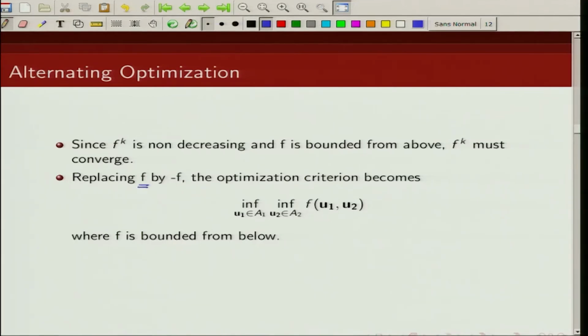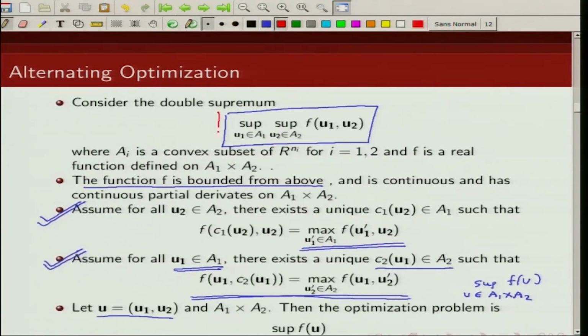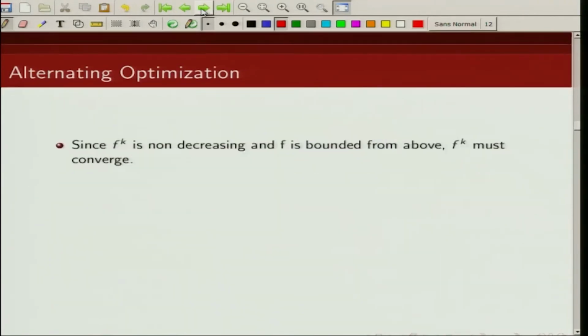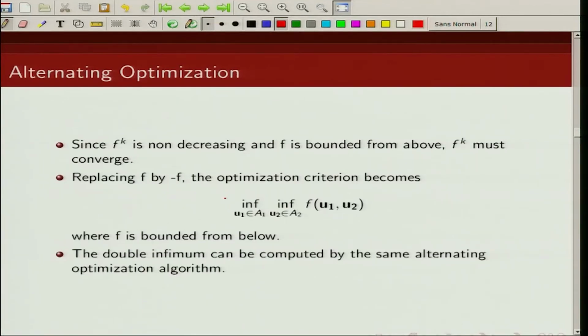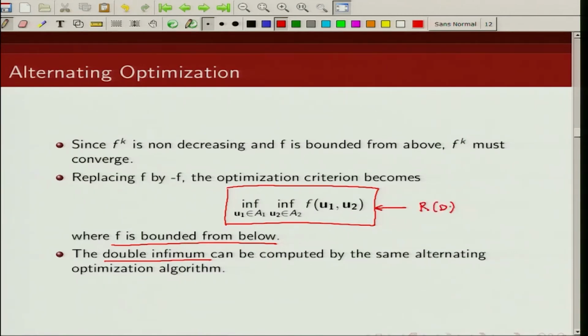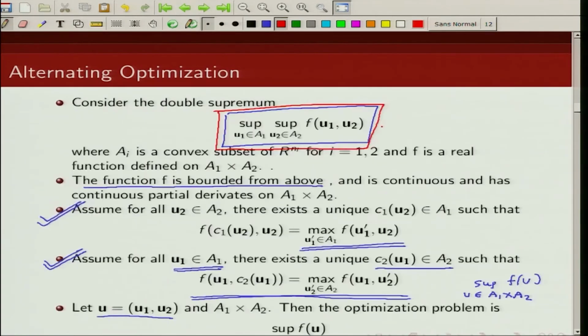Now if we replace this function f by minus f, what we get is a double infimum of this function f, where we have similar conditions that f has to be continuous, partial derivatives have to be continuous, f is bounded from below. Then this double infimum can also be computed using this alternating optimization algorithm. Now this form we are going to use for computing the rate distortion function, whereas this form we are going to use to compute channel capacity.